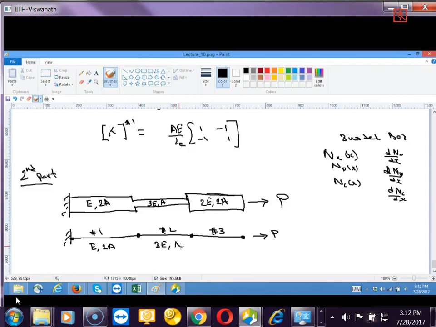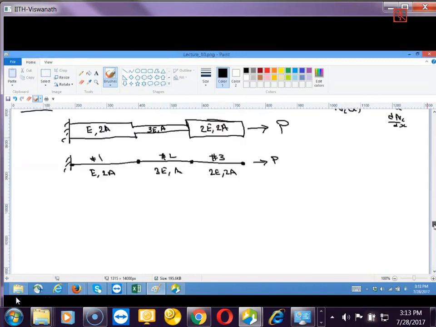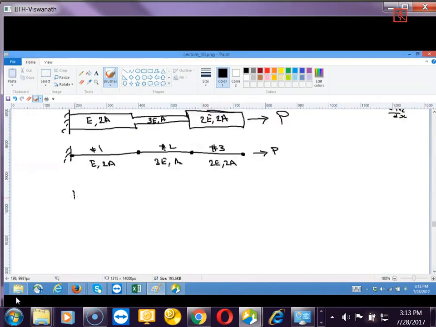Now we know that K of an element is given by AE by L. Let's say the length of this element is L, this is 2L, and let's say the length is 3L. I haven't drawn to scale, but let's assume such behavior because I want to keep everything different. So we know this is of this form.